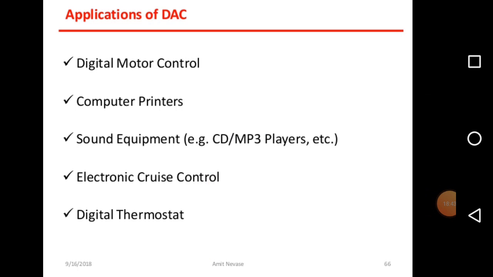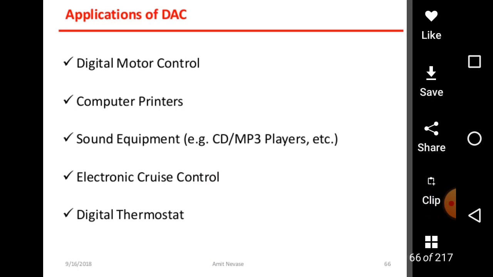In this slide, we will see the applications of DAC: digital motor control, computer printers, sound equipment, that is CD, MP3 players, etc., electronic cruise control, digital thermostat.